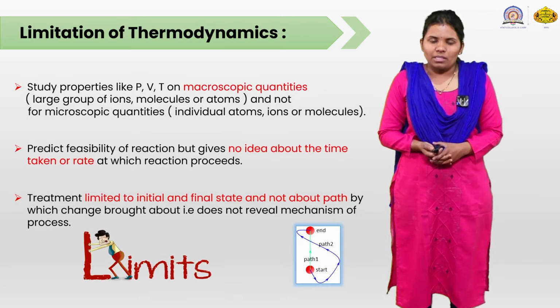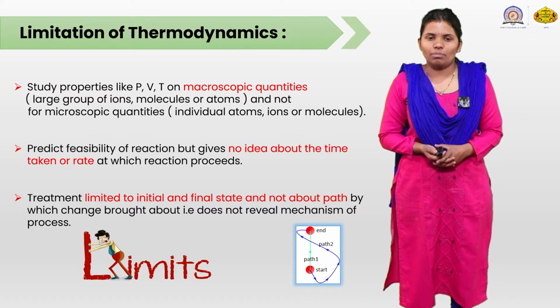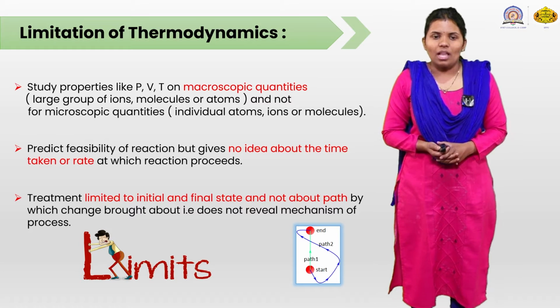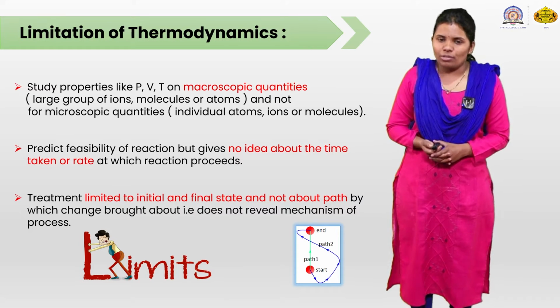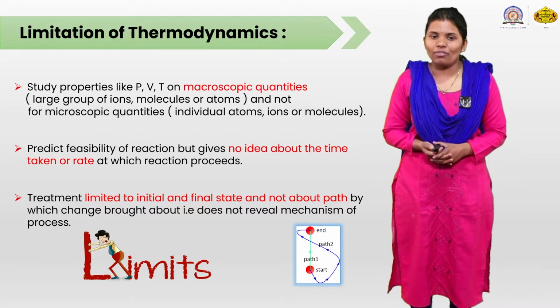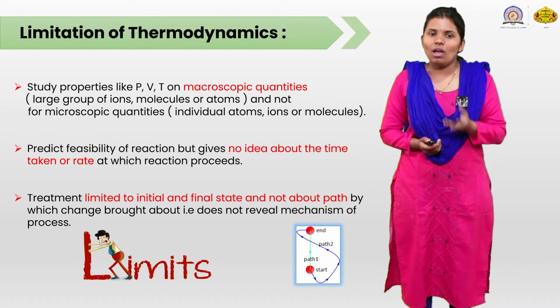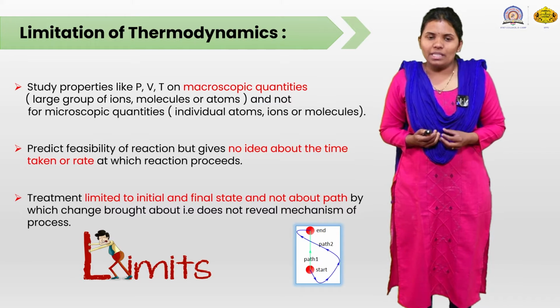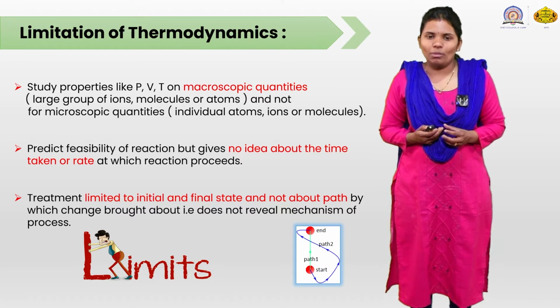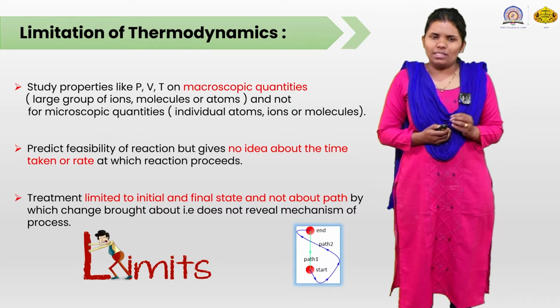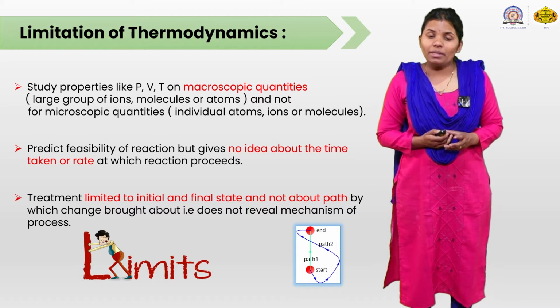Limitation of thermodynamics: it studies properties like pressure, volume, temperature, which are macroscopic quantities of a large group of ions, molecules or atoms, and not microscopic quantities like an individual entity, that is an atom, ion or molecule. Thermodynamics deals with only the macroscopic properties instead of the microscopic quantities. So, it is the first limitation of thermodynamics.